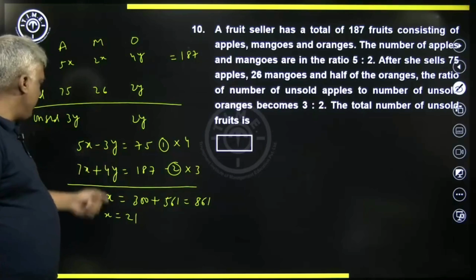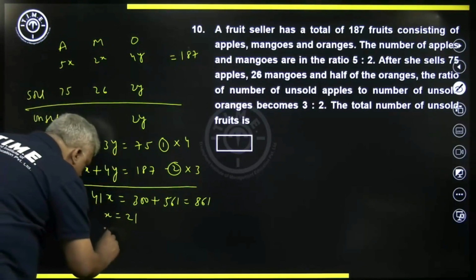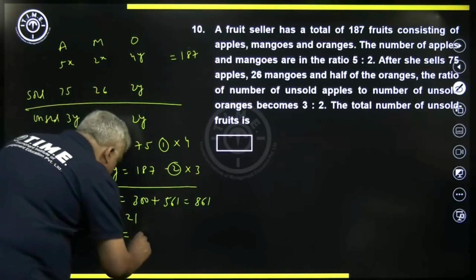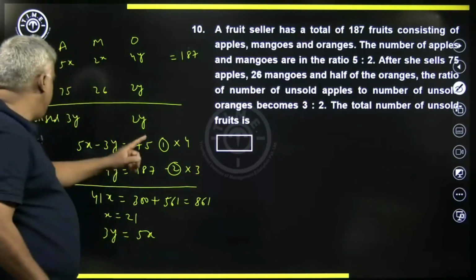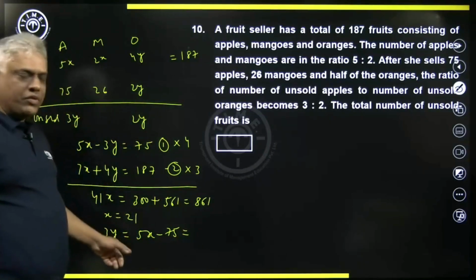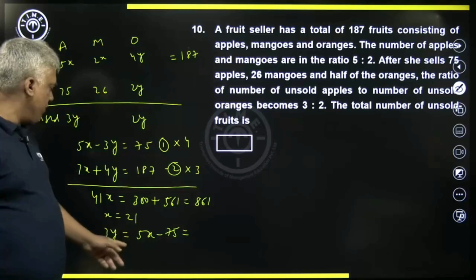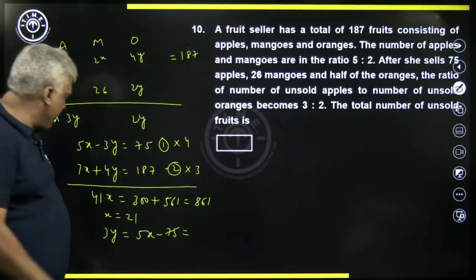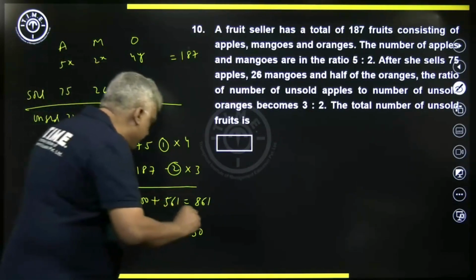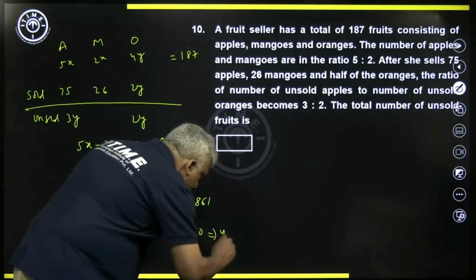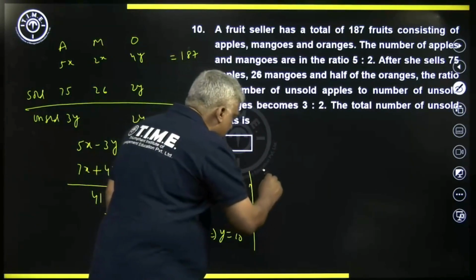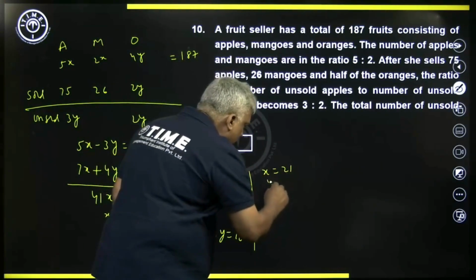Let us substitute the value of x here. From here we can say 3y is 5x minus 75. x is 21, so 21 into 5 is 105, 105 minus 75 is 30. So, we can say y equals 10. So, we got x equals 21, y equals 10.